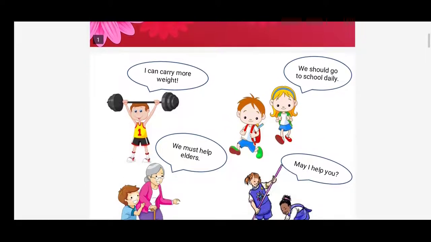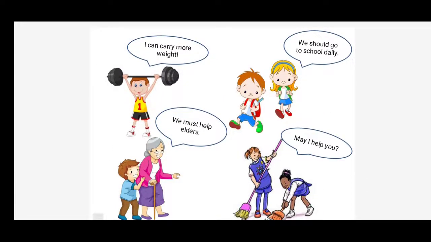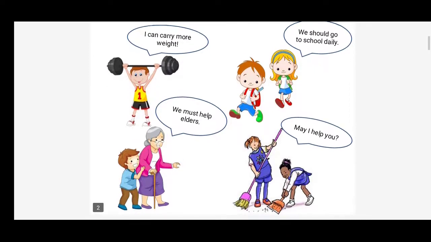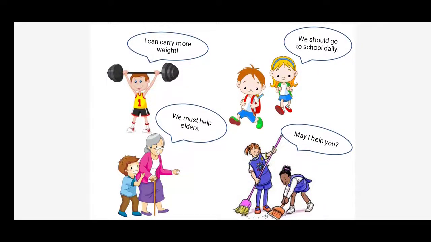So the first slide is on some sentences. Let's have a look at these. First you can see here, "I can carry more weight." This picture is saying I can carry more weight. So here this boy is talking about ability, that he has this much capacity and he can carry more weight.